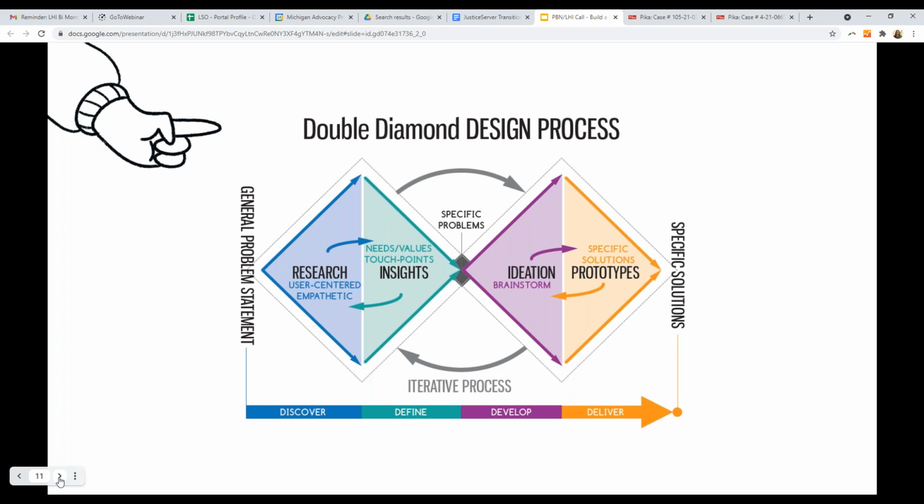All along, you can see those gray arrows that show that the process is iterative. Again, this is a continuous learning cycle. It's not necessarily a one and done, right? There's always opportunity to go back and continue learning.